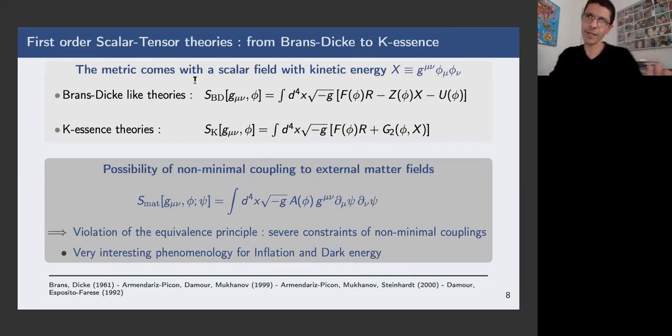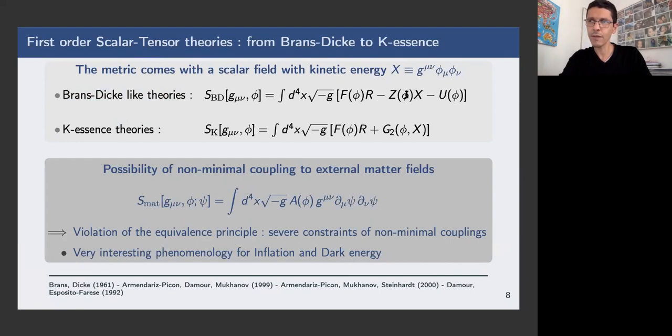So the first theories that we know very well were due to Brans-Dicke in the 60s here. And these theories are defined by an action like this, where you have a metric and a scalar field. And here you recognize the Ricci scalar. And the metric is not minimally coupled to the scalar field. So you can have a free function f of phi here.